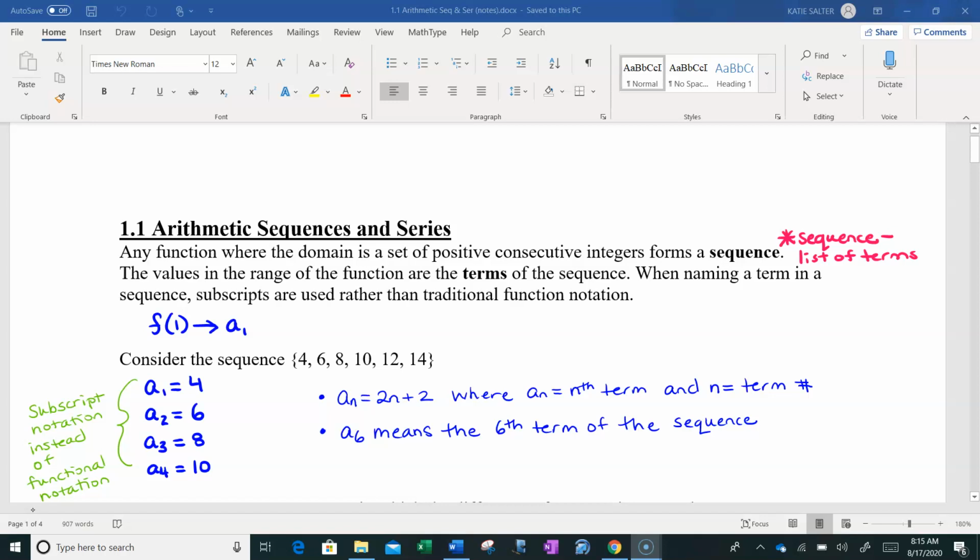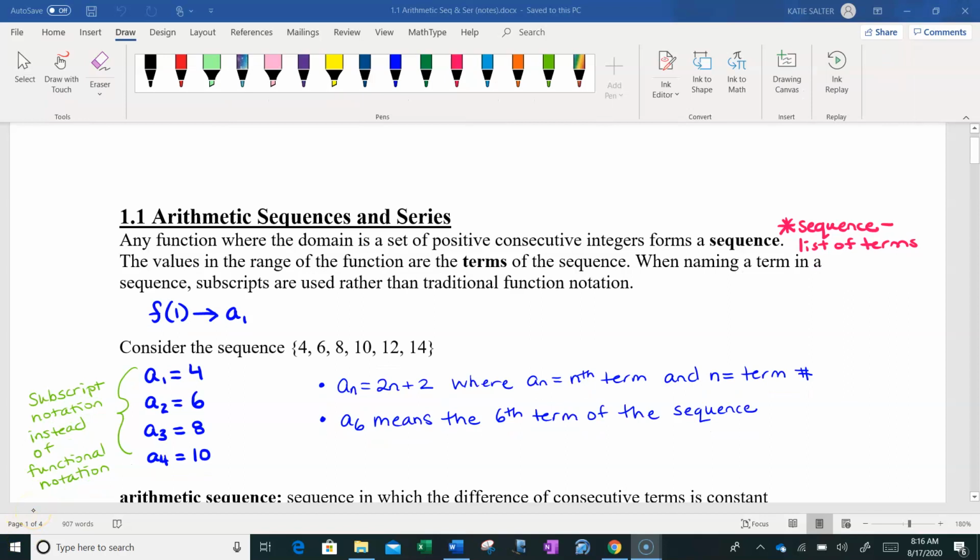And we say that this is discrete data. Then the values in the range of the function are the terms of the sequence. When naming a term in a sequence, subscripts are used rather than traditional functional notation. So instead of saying f of 1, we would say a sub 1. And a is just a general letter, but we can use any letter. You can make a sequence and call it sequence B or C or D. It's just like f of x, g of x, h of x. You can just change it up.